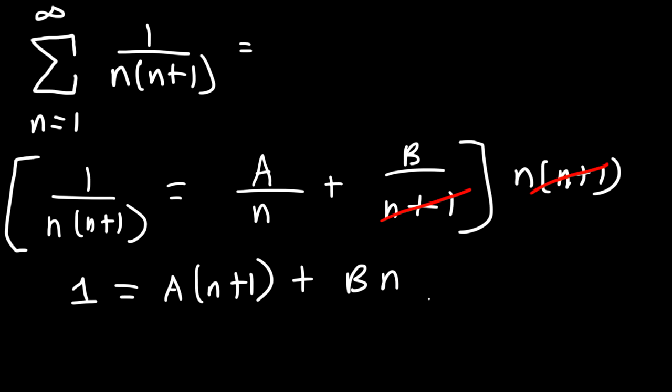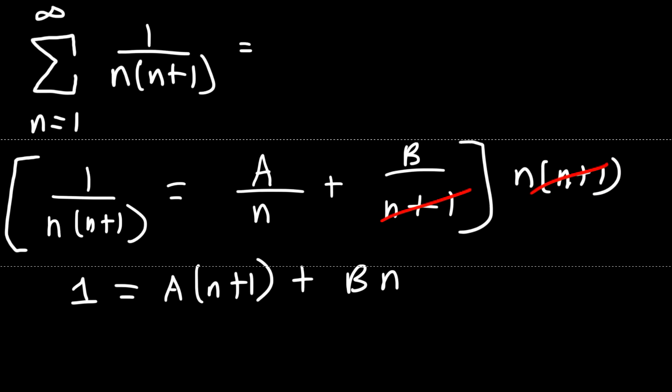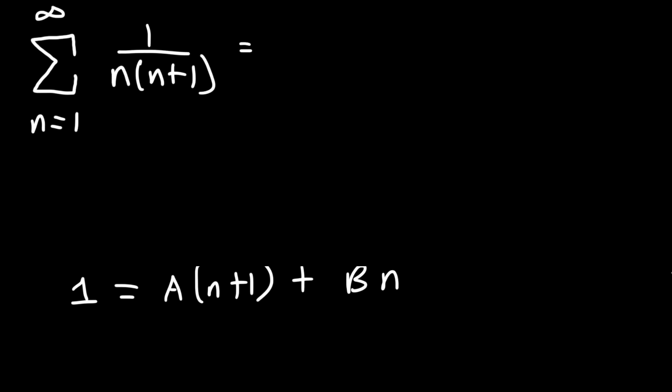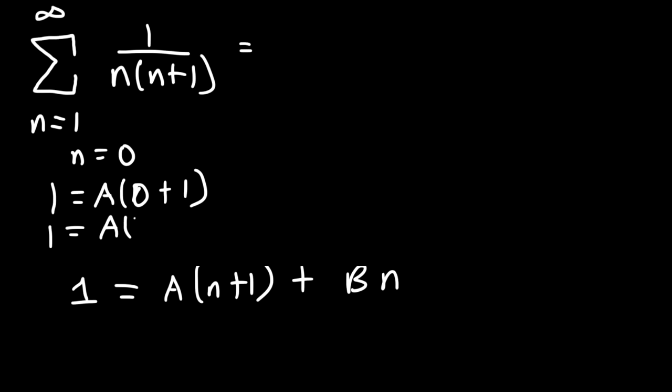Now, first let me get rid of this. I could use the extra space. I'm going to plug in 0 into this expression so that this will disappear. So when n is 0, I'm going to have 1 is equal to a times 0 plus 1. So that's 1 is equal to a times 1. So basically a is equal to 1.